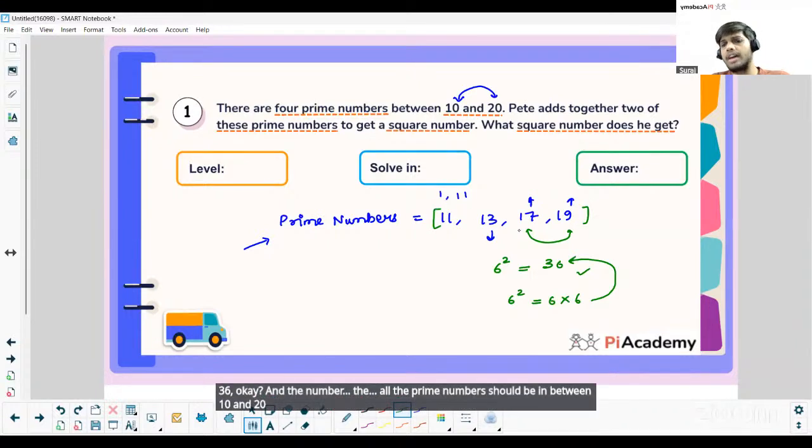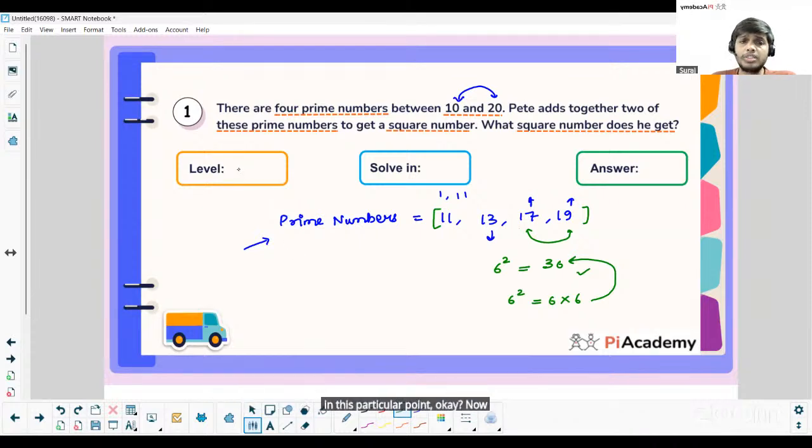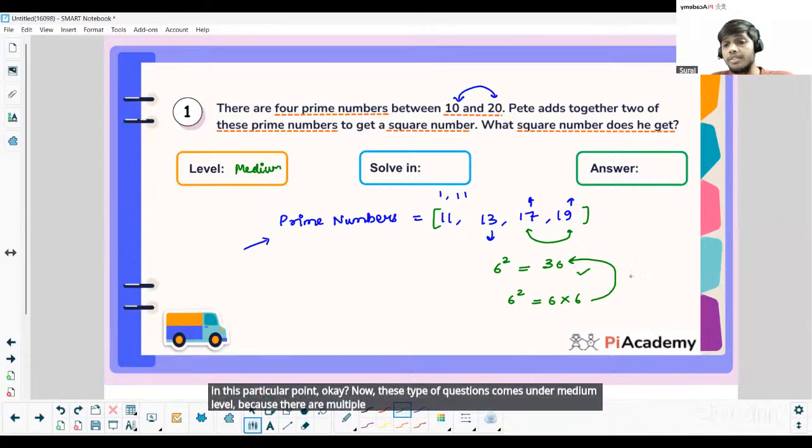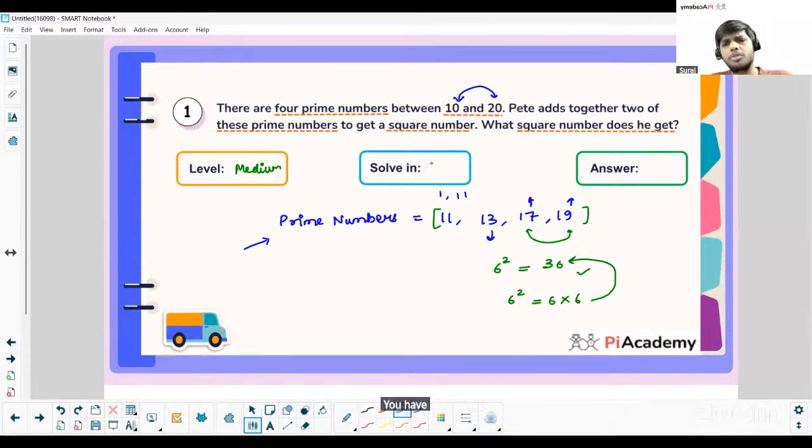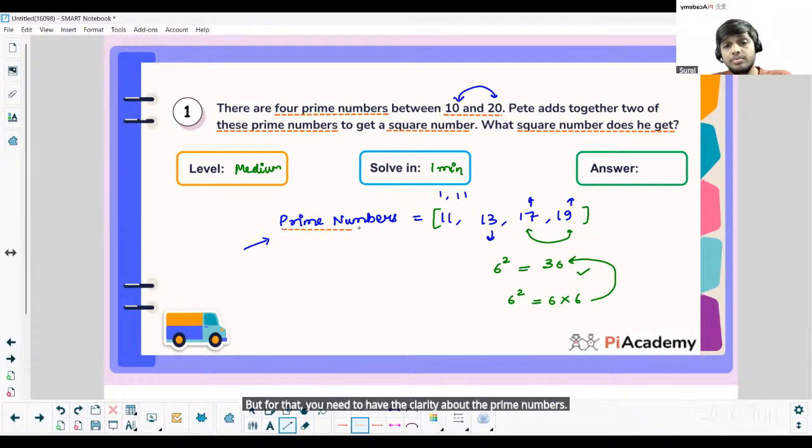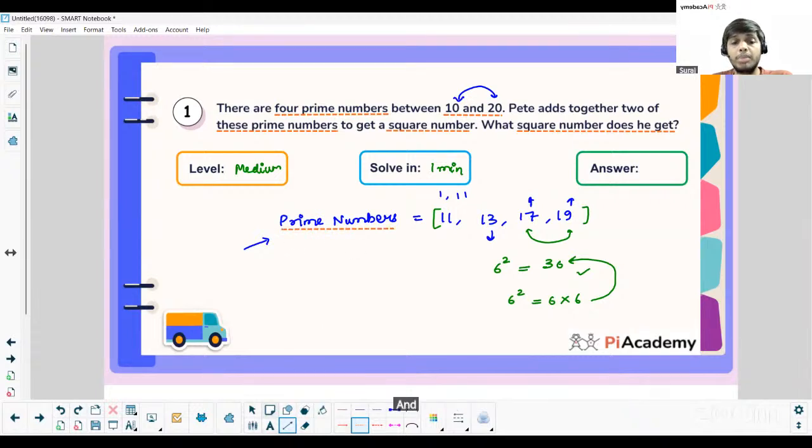That also we have covered in this particular point. Now these type of questions come under medium level because there are multiple steps that you have used. You have to solve these type of questions within 1 minute. But for that, you need to have clarity about prime numbers. And the final answer here will be equal to 36.